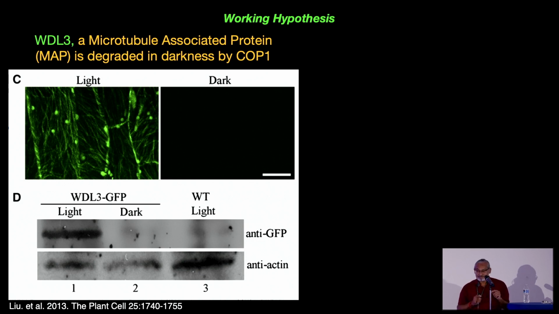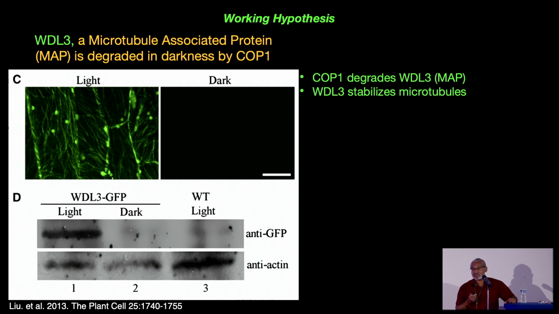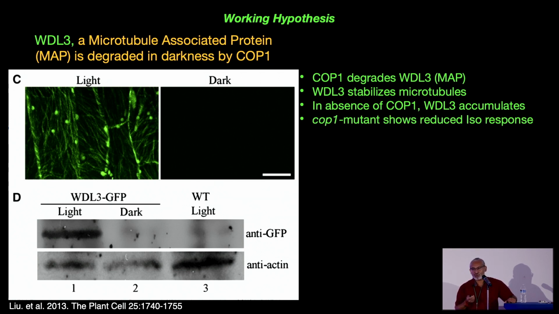Now we're going back to MAPs. Plants also have MAPs, and some of them have similarity to tau. This is a particular MAP, WDL3, and it's been known for a long time, since 2013, that WDL3 binds to microtubules and does stabilize them, like MAP 6, 7, 9 you said. It beautifully highlights microtubules in plants. You can see that it's present in light, and it's degraded in the dark. Guess who degrades it? COP1. So it is also shown that COP1 degrades WDL3. So our working hypothesis is that COP1 degrades the WDL3 MAP in the dark. WDL3 stabilizes microtubules, and in absence of COP1, WDL3 accumulates, and so the COP1 mutant shows a reduced isoflurane response.